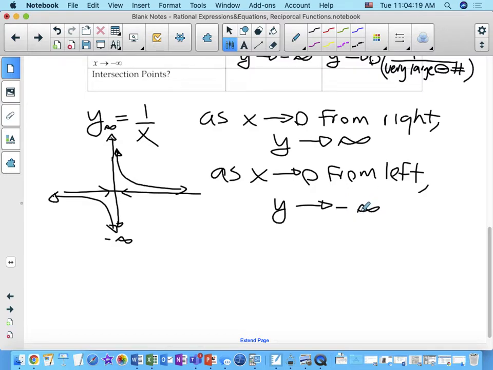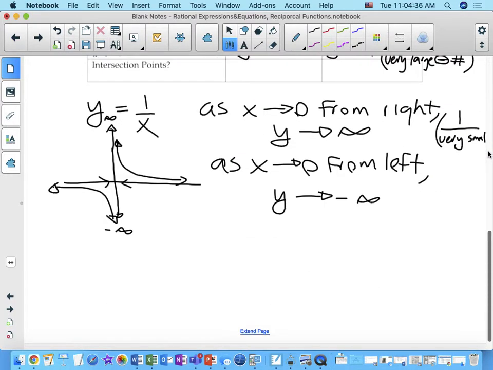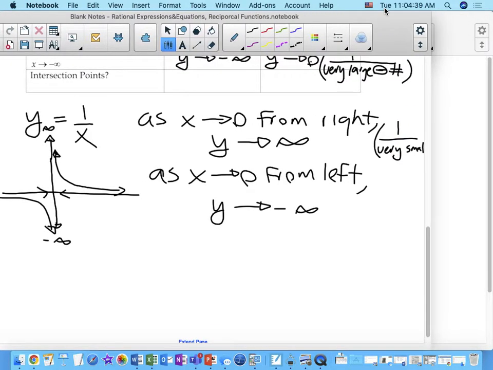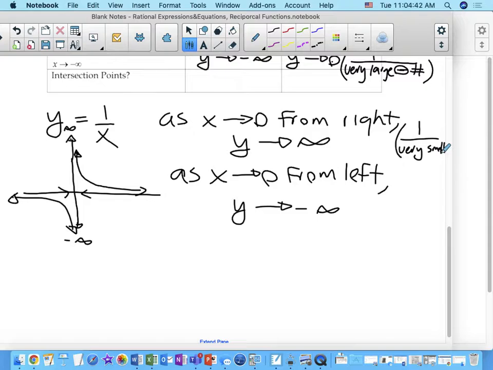Okay? Now, why does this happen? Because as x is approaching 0 from the right, on the right side, x is still positive. So we're taking 1 and dividing it by a very small positive number. When you take 1 and divide it by an incredibly small number, you're going to get something enormous. So that's why y shoots upwards.